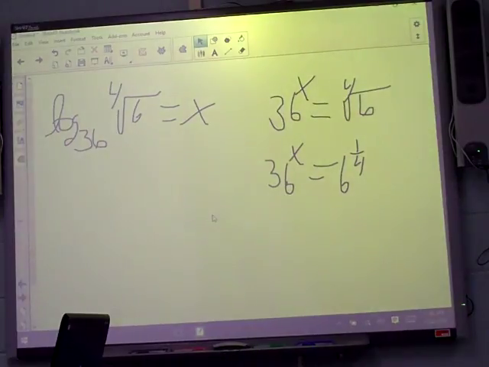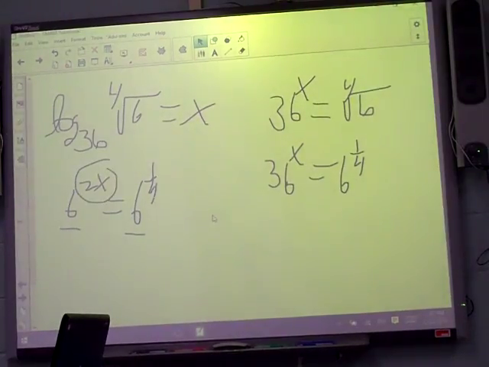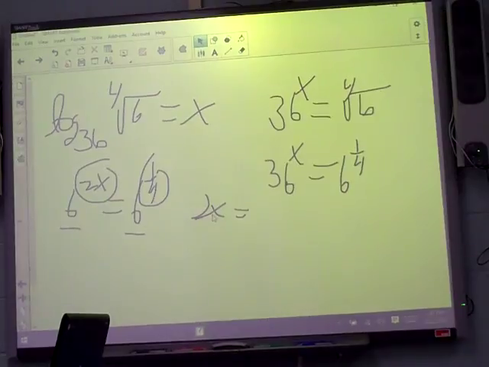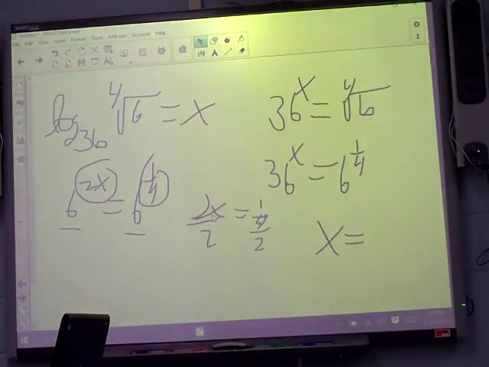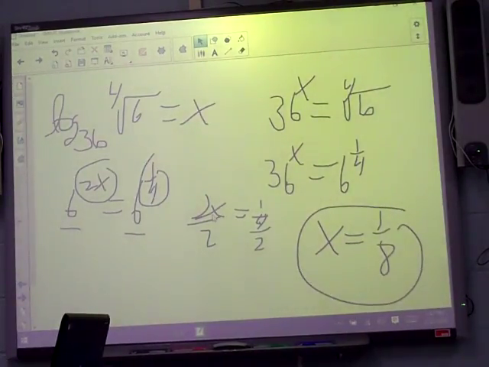What base could I create there that 36 and 6 could share? 6. Very good. So 36 will be 6 squared, and there's an x up there. 6 to the 1/4 already has it, so you don't have to change it. So just like yesterday, 6 equals 6. So 2x has to equal 1/4. How do we solve that for x? Divide by 2. What's 1/4 divided by 2? Not 1/2. 1/8. Good. Division with fractions, still confusing all these years later.